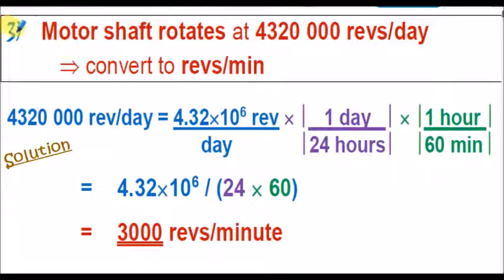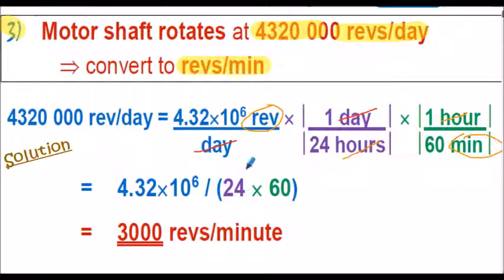Question 3. The motor shaft rotates at 4,320,000 revolutions per day. I've got to convert that into revs per minute. So my first unity bracket is converting the days to hours. So again, cancelling the day in the denominator with the day in the numerator, I produce a value of revs per hour, but the question wants me to find revs per minute, so I now need to convert the hours to minutes. So again, unity bracket here of 1 hour is 60 minutes, hour in the numerator here, hour denominator here, cancel. So my unit will now be revs per minute.